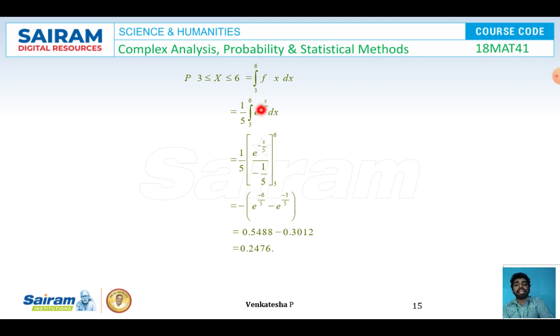After integrating e power minus x by 5, I got e power minus x by 5 divided by minus 1 by 5 between the limit 3 to 6. So 1 by 5 gets cancelled and applying the limit, I got minus of e power minus 6 by 5 minus e power minus 3 by 5. After simplifying this, I got 0.5488 minus 0.3012. It will be equal to 0.2476.